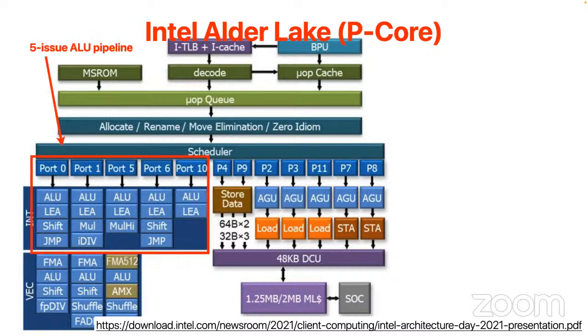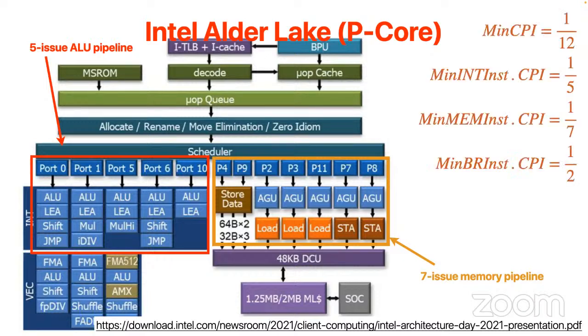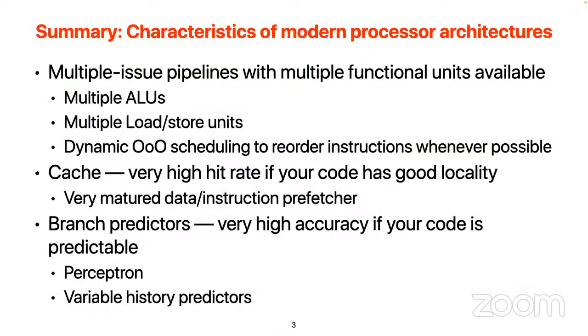In this kind of processor, you have a 5-issue ALU pipeline and a 7-issue memory pipeline. No matter how many issues it is, one important message I want you to know is that these processors have the capability to execute multiple instructions at the same time. If you program them carefully, the best you can do is potentially execute 12 instructions concurrently. However, if you summarize all the characteristics, Intel Alder Lake is not the only processor with them. Most modern processors have these characteristics.